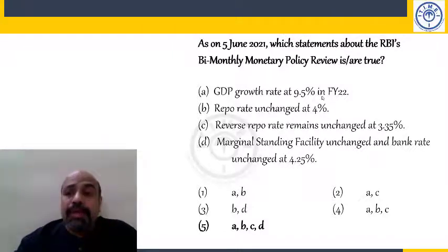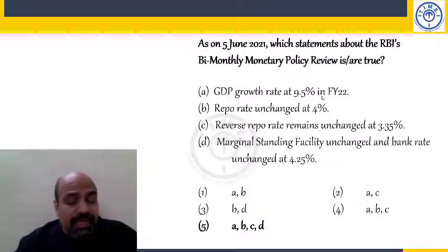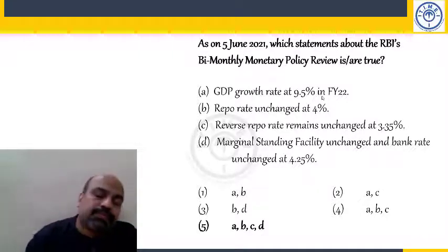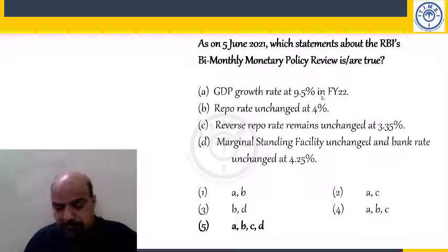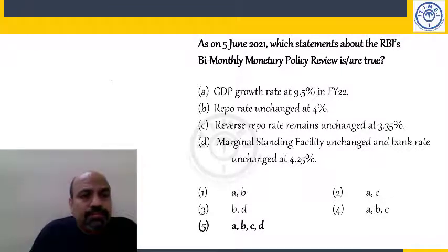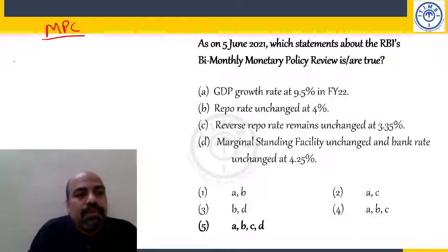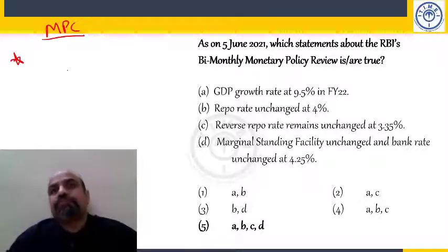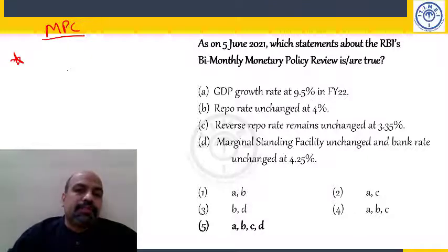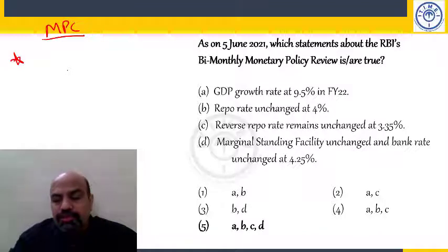So let's look at the monetary policy as such. Please write Monetary Policy Committee. First point, MPC, first meeting in October 2016. So when was it started? Sometime in 2016, and that's when it had its first meeting.